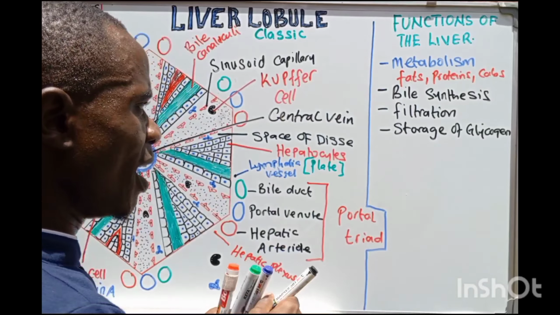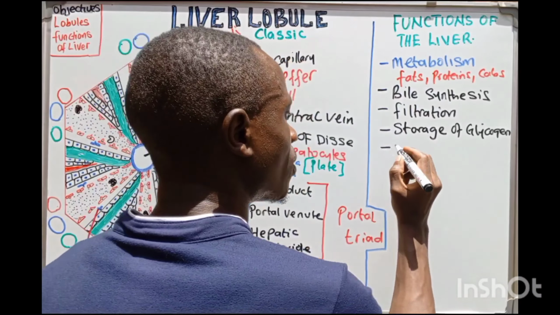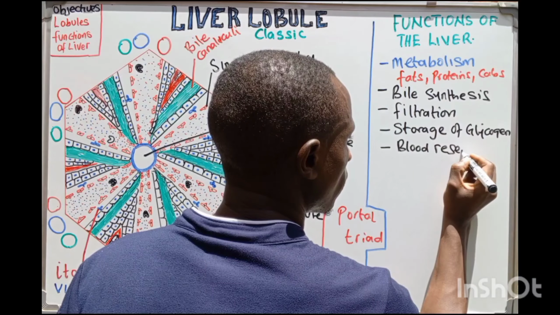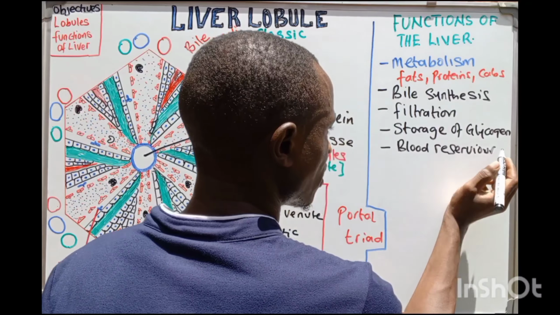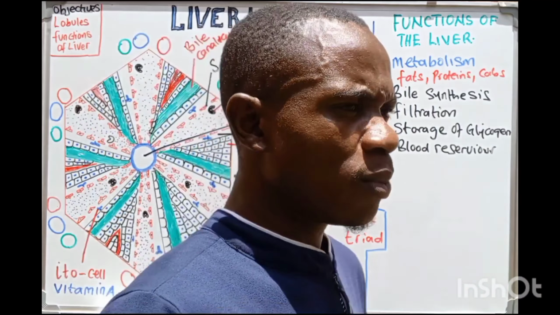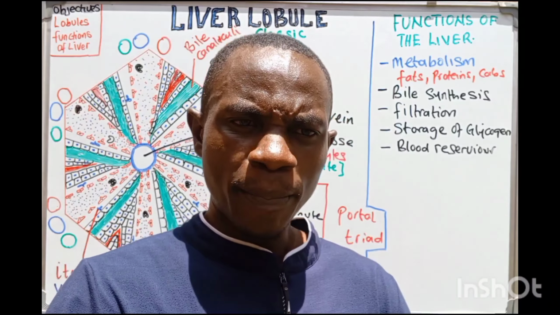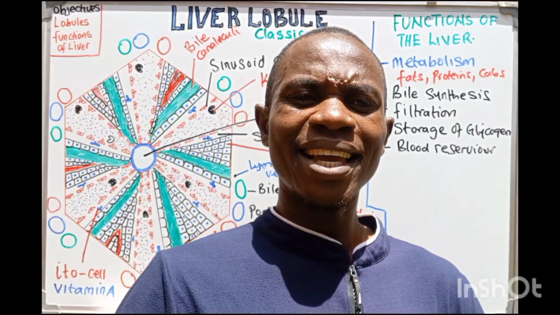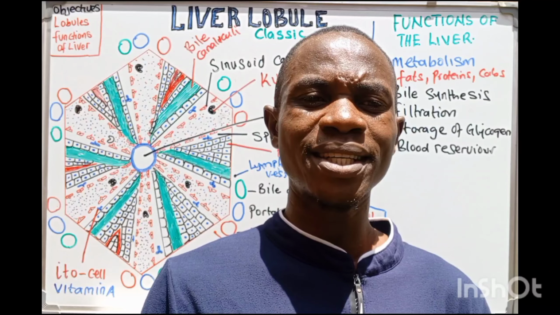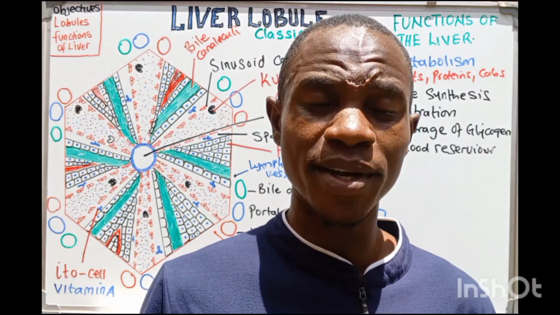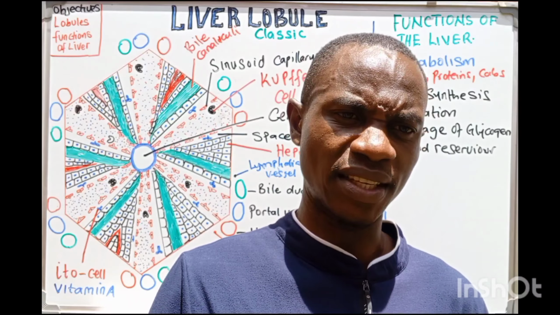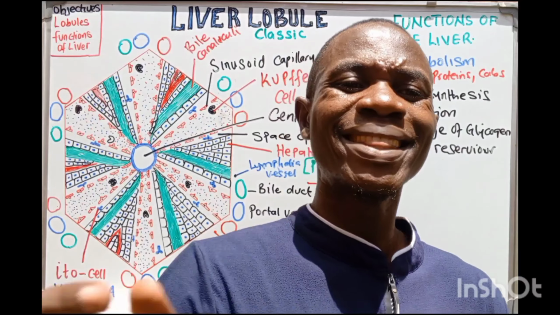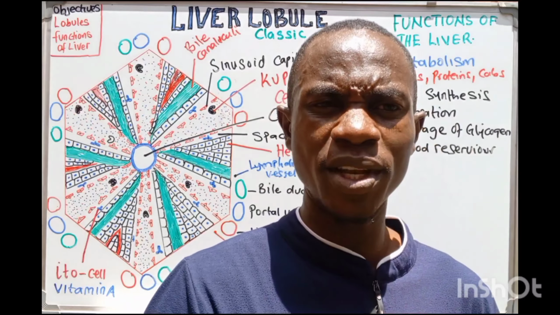Okay. Now, the liver also serves a role that we call blood reservoir. There is a lot of blood which flows to the liver. The hepatic portal vein, on every single minute that passes, allows the passage of approximately 1,050 milliliters, while the hepatic artery proper allows approximately 300 milliliters every single minute.